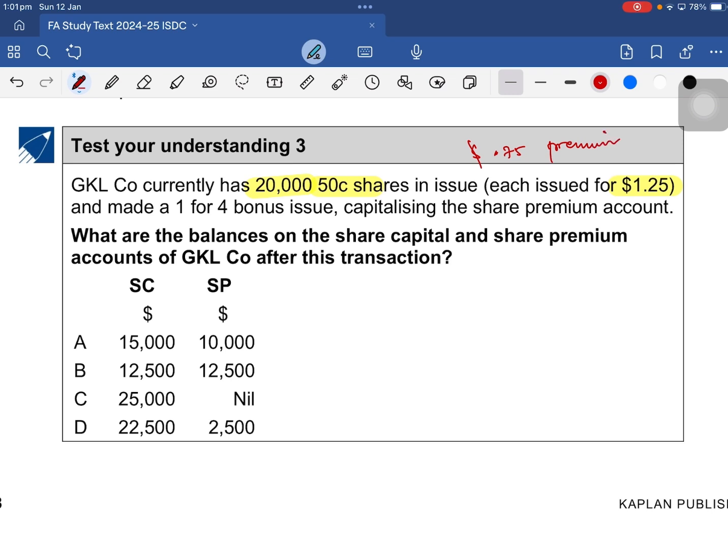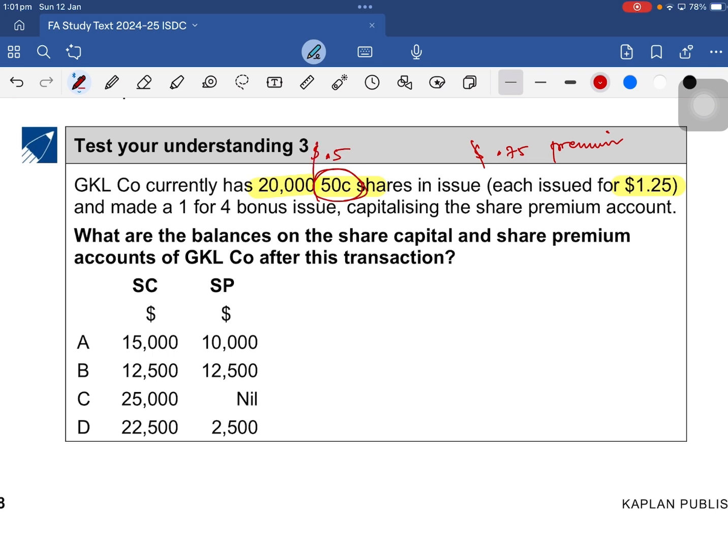Just a second. The 50 cents is the nominal price of the shares, yes, $0.5. And they sold it for 1.25, so the difference will be the premium. Exactly like that, right? Clear?